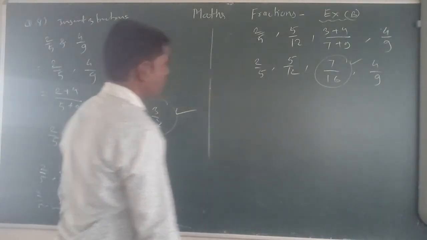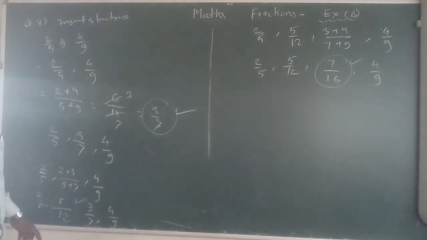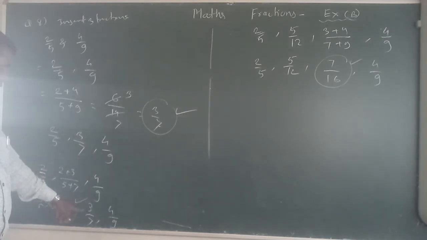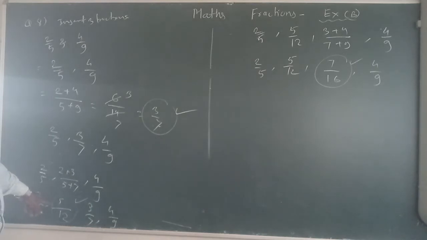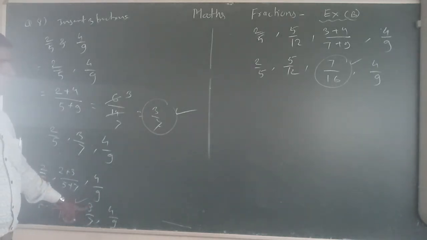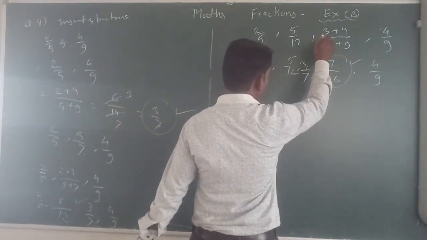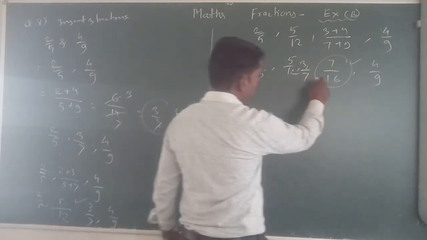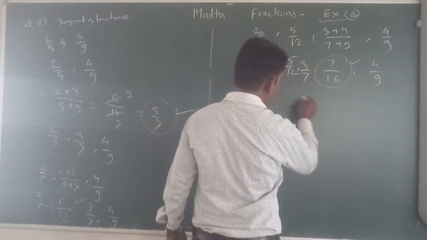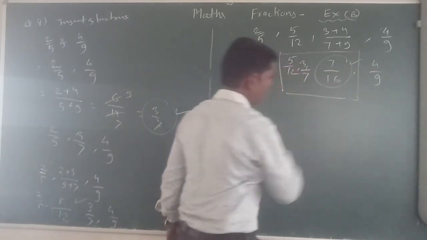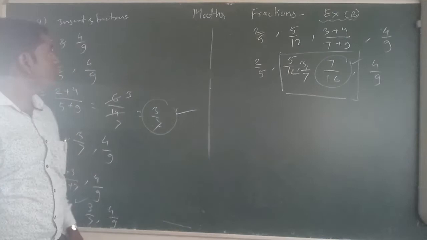Sorry, what are we going to write? I have forgotten to write 3 upon 7, which comes after 5 upon 12. 3 upon 7 becomes the fourth, so 1, 2, 3, 4, 5. So these fractions we have inserted. Which fractions we have inserted? See now, these fractions we have inserted. Have you understood how to insert the fraction?